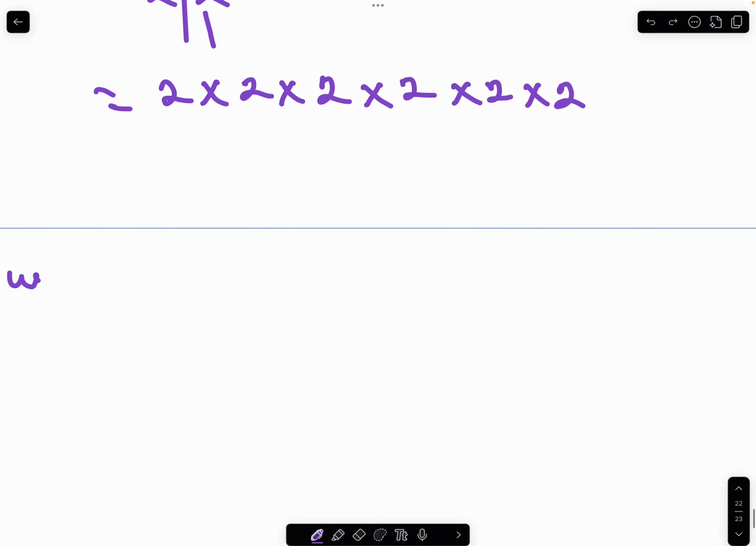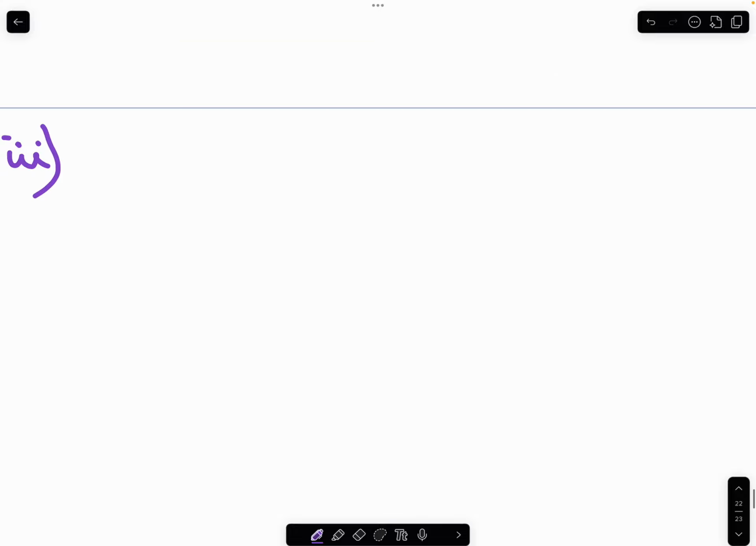Now to the next one, number 3. Express 125 as a product of its prime factors.